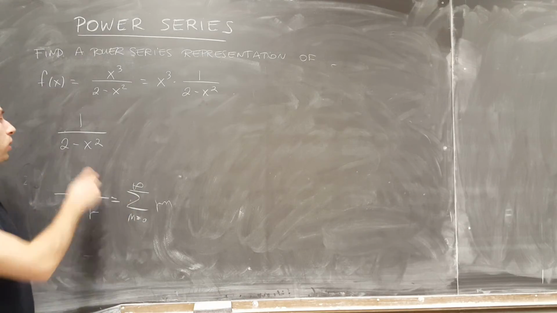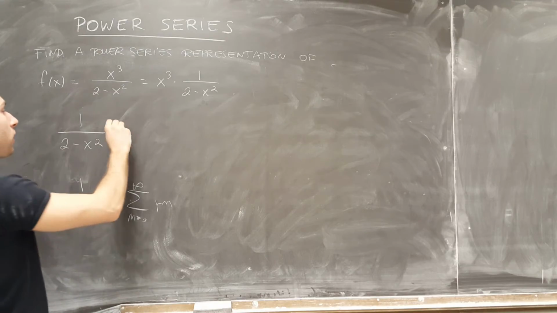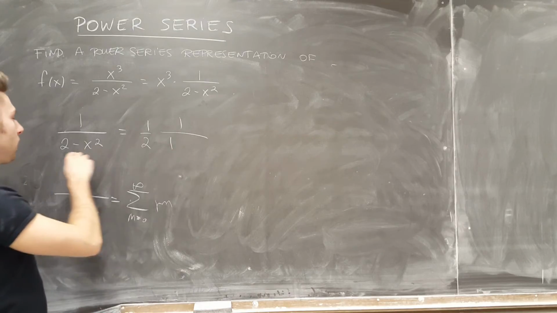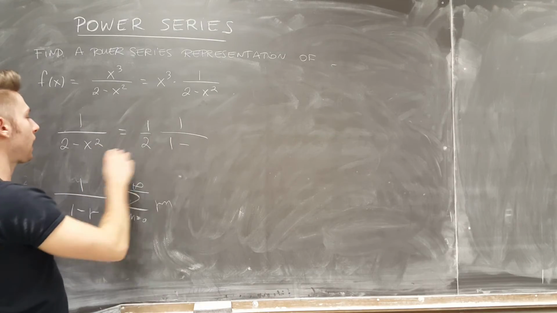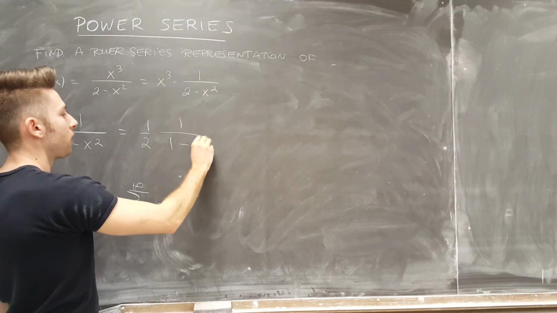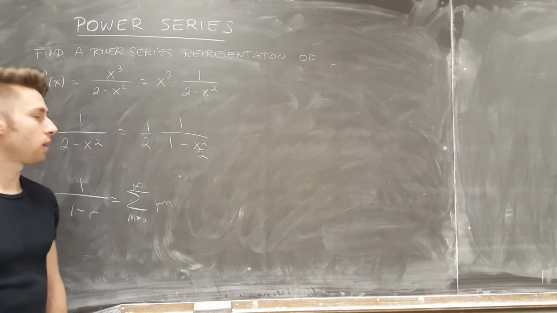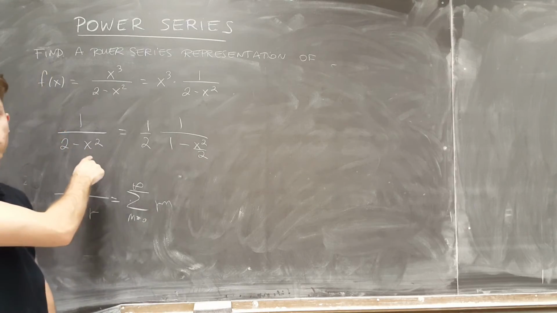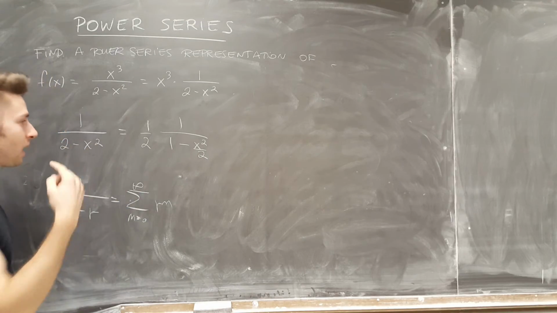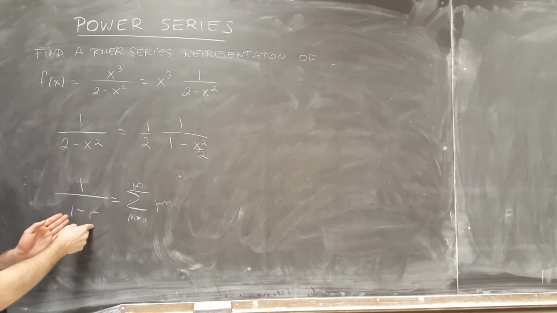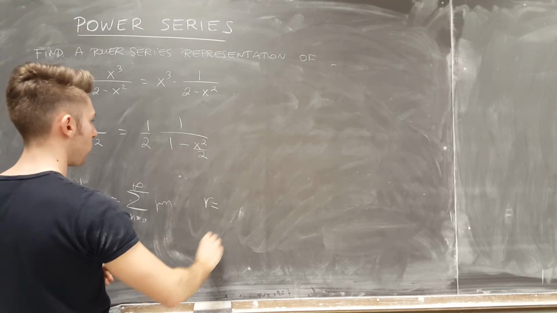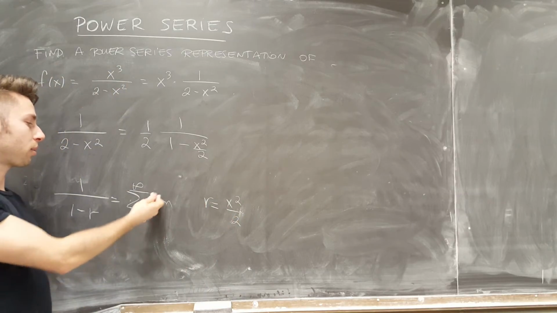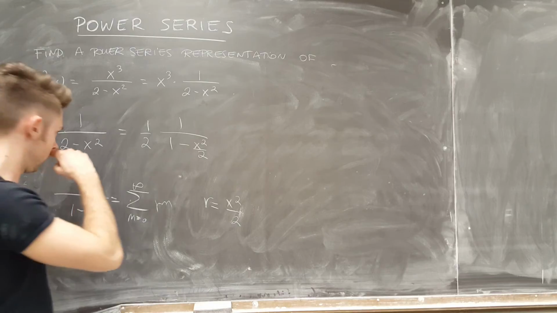In order to get rid of the 2, I'm just going to factor it out from the denominator. So I get 1/2. Here I'm left with 1. If I take out a 2 from x squared, I will have x squared over 2. Okay? You can always check that if you multiply this out, you get back to this one. And in fact, you do. Now, this is exactly in this form for r equals x squared over 2. So I can use in this formula replacing r by x squared over 2.